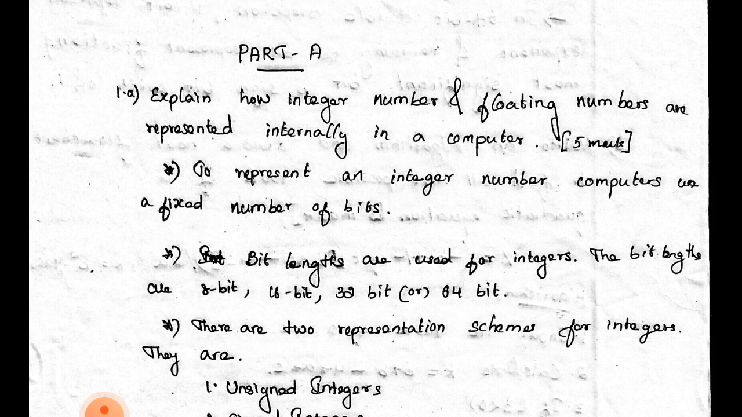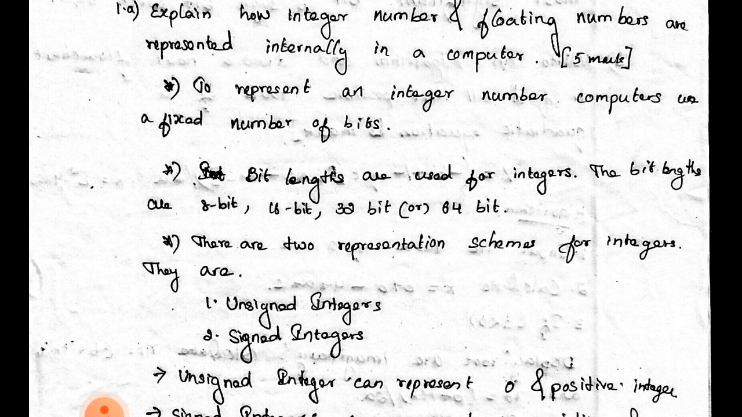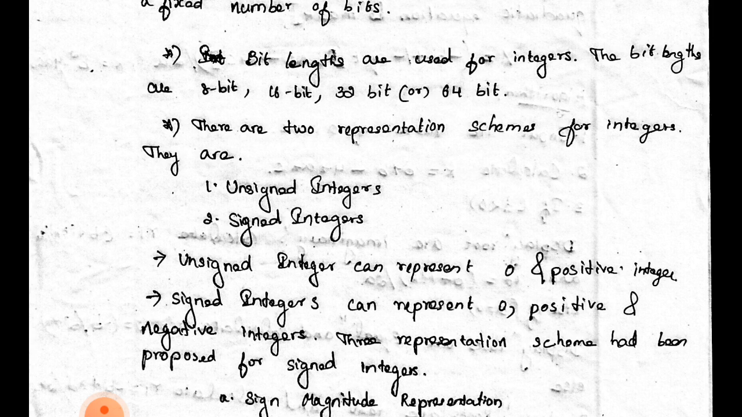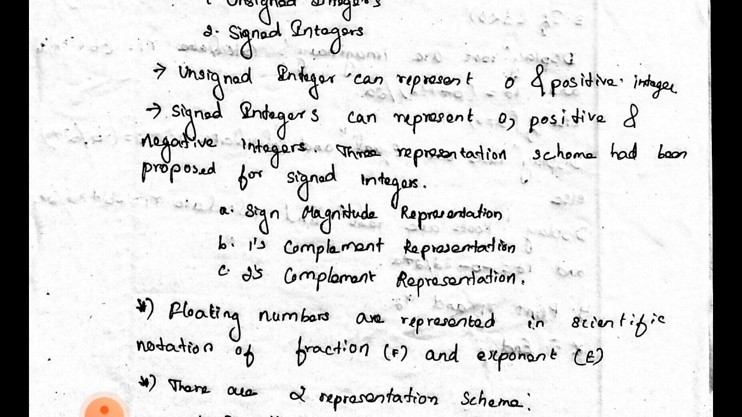Integer numbers are represented in two ways, signed integer and unsigned integer. For unsigned integers, 0 and positive values are used. For signed integers, we represent 0, positive and negative values. Any integer values are used as signed integers. In signed integers, three representation schemes are used: sign magnitude representation, 1's complement and 2's complement representation. This is about integer numbers.